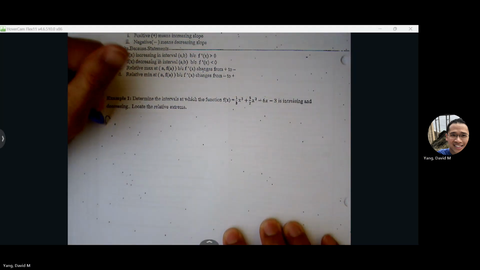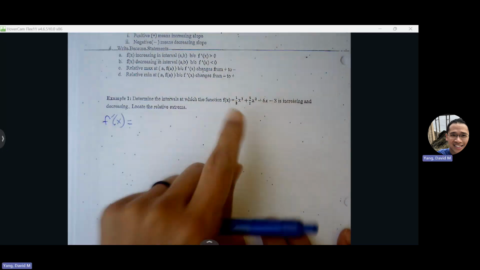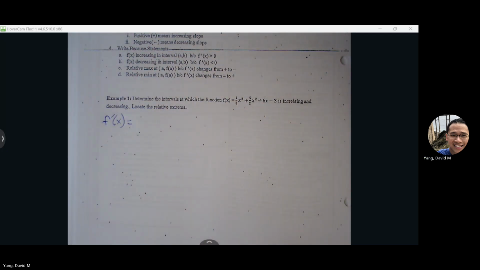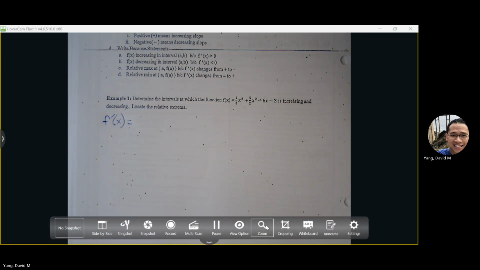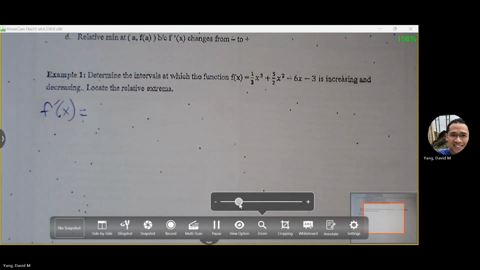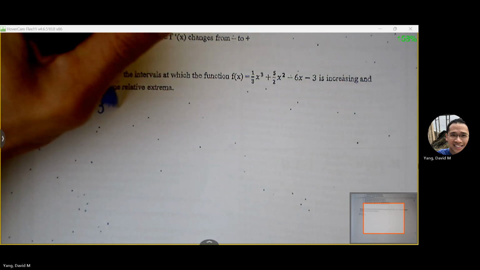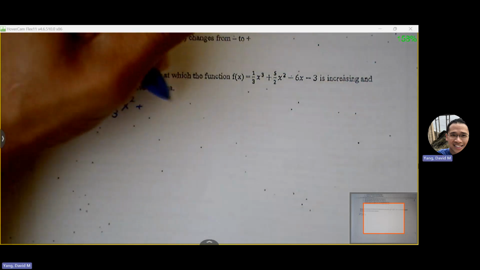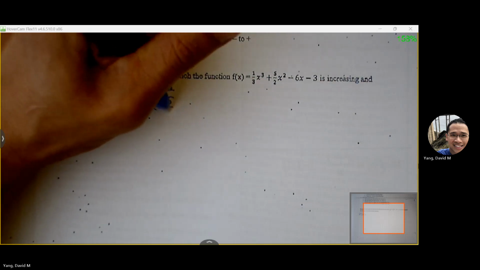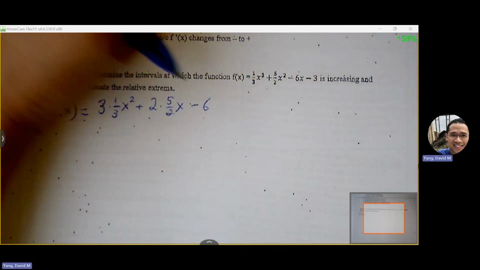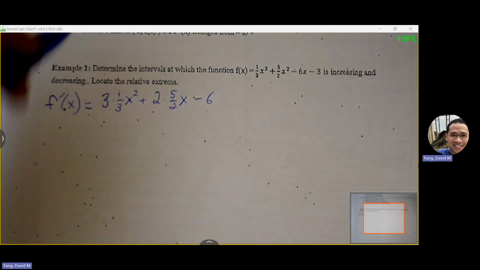Okay, so let's start off with finding f prime. We can just rely on power rule to get to our derivative. Okay, bring down the 3. 3 times 1/3 becomes just 1. So bring down the 2. 6x becomes 6, and the 3 goes to a third.